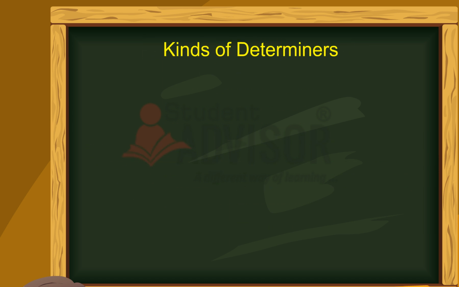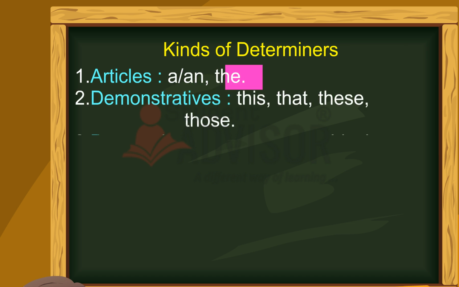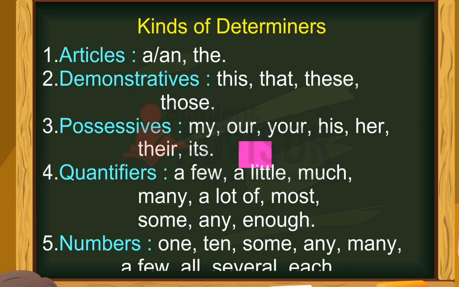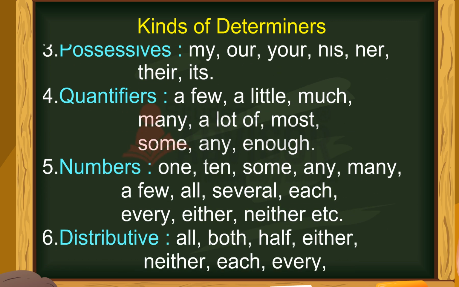Kinds of determiners. Articles: a, an, the. Demonstratives: this, that, these, those. Possessives: my, our, your, his, her, their, its. Quantifiers: a few, a little, much, many, a lot of, most, some, any, enough.